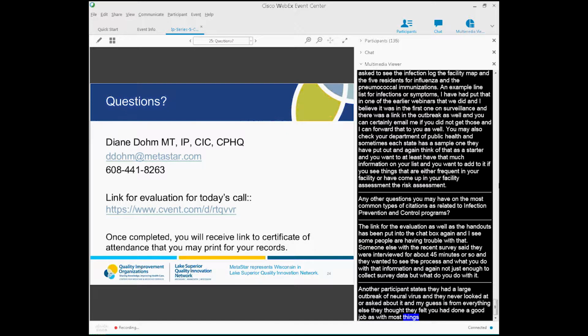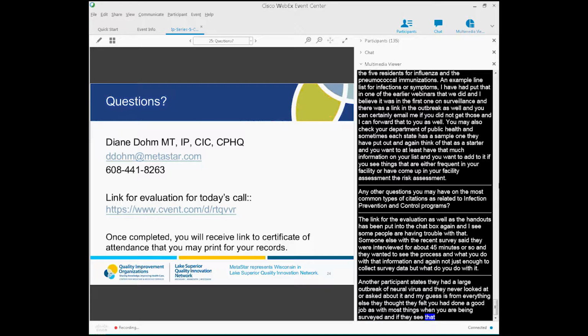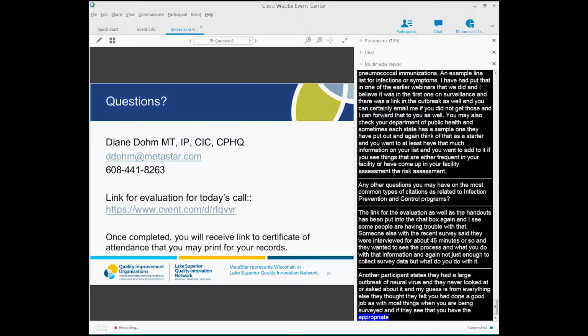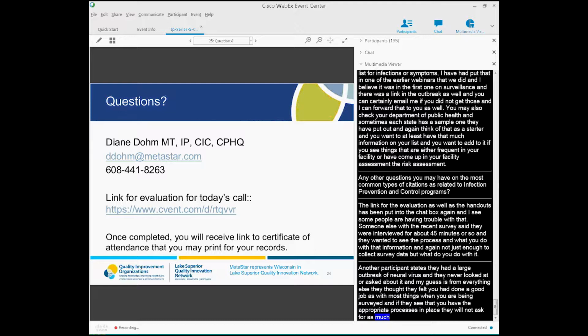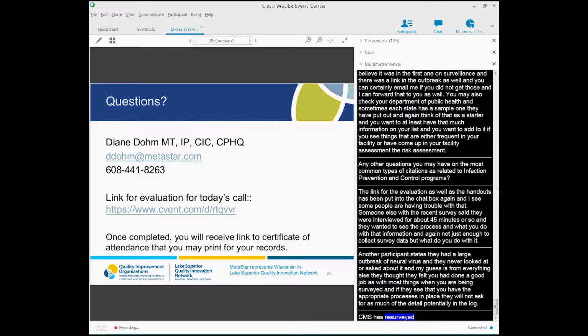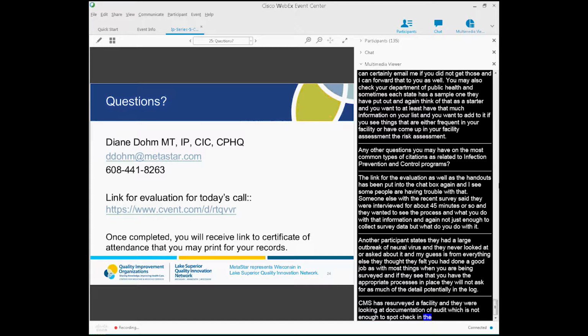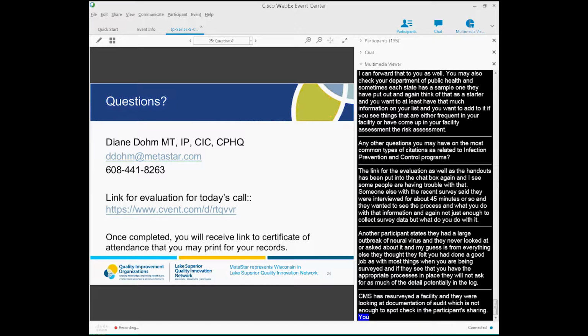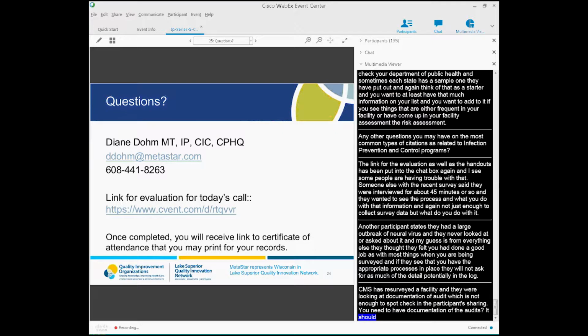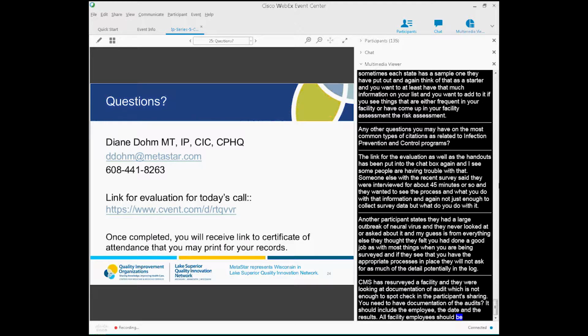So CMS had resurveyed a facility. They were looking at documentation of audits. It is not enough to spot check, this participant is sharing. You do need to have documentation of audits. It should include the employee, the date, and the results. All facility employees should be trained or retrained in hand hygiene as needed, from what your observations are showing you.